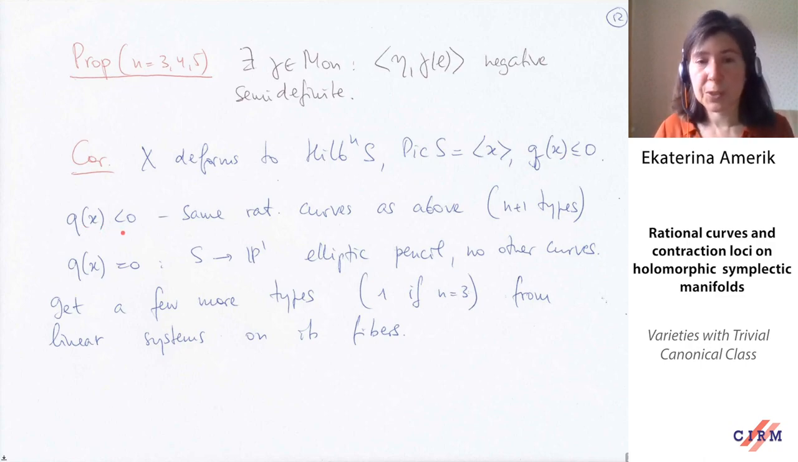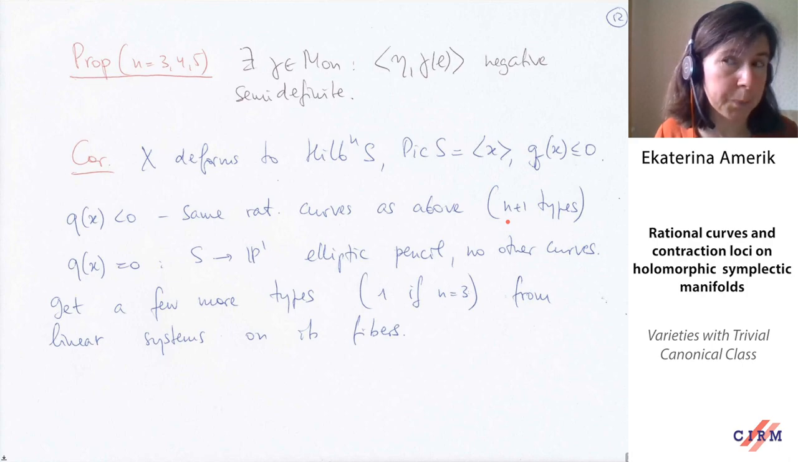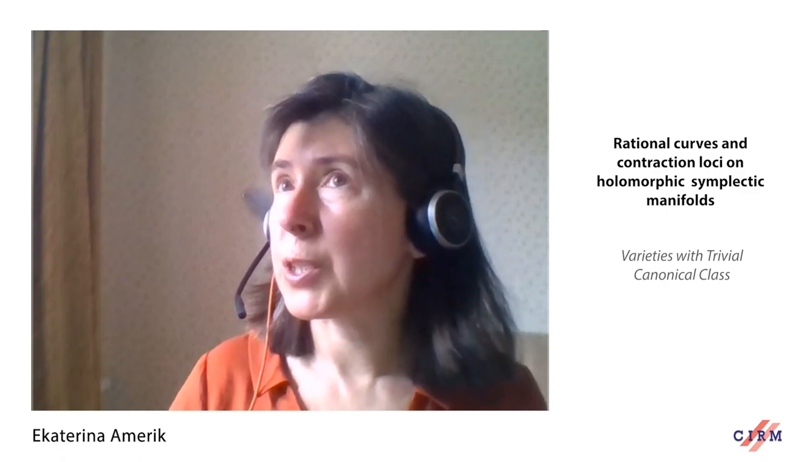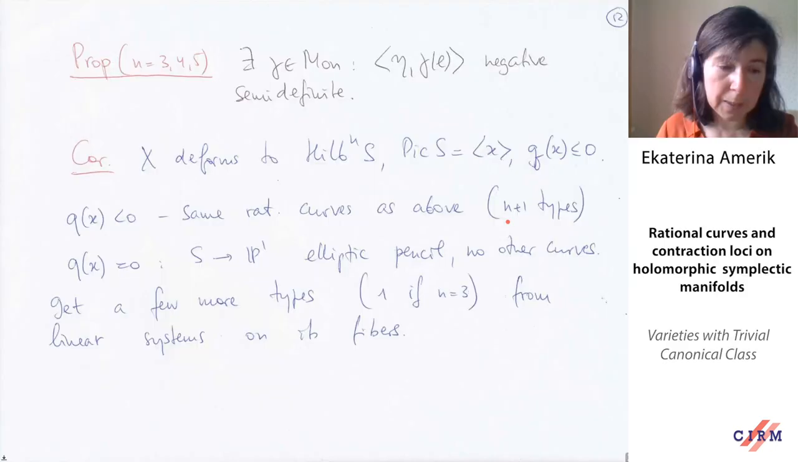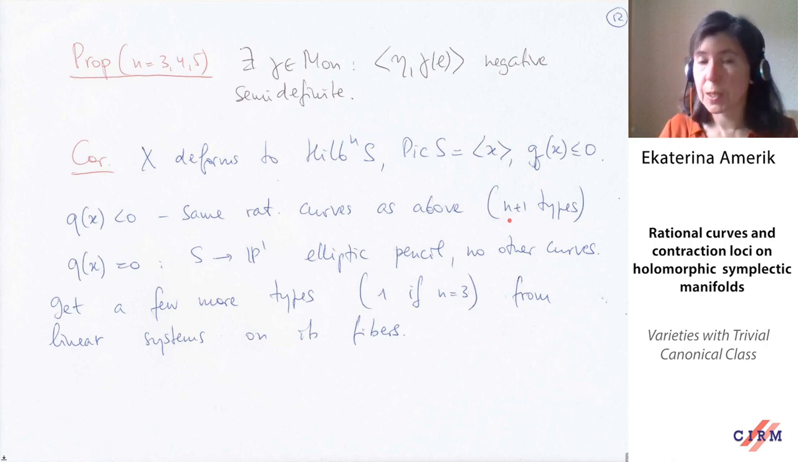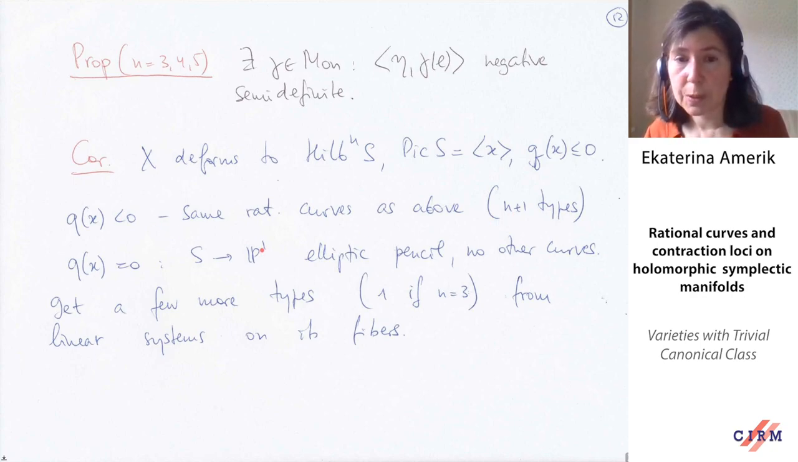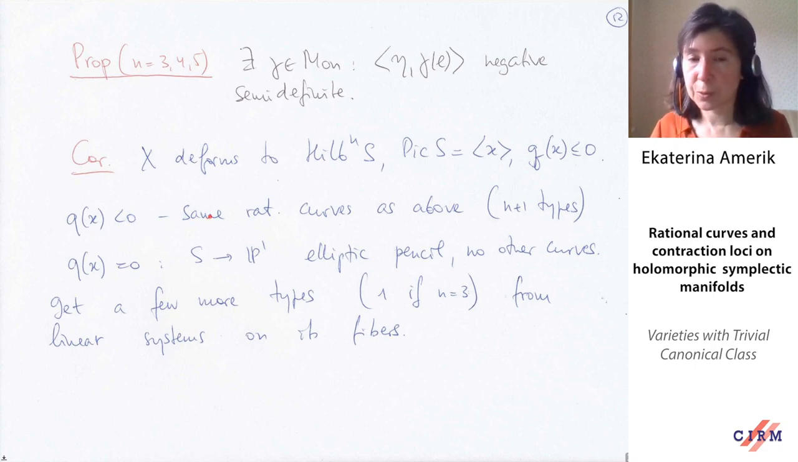In the case Q of X is negative, we have the same rational curves as above, but now there are more types because we will also have the uniruled subvarieties which consist of, a generic point of such a uniruled subvariety would correspond to a subscheme where two points are on C and so on. You see, so there are n plus one types of potential extremal rays arising in the same way as in the previous case, arising from this rational curve C, which can exist on X. And then in the case where Q of X is zero, what does it mean? It means that S has an elliptic pencil and no other curves.